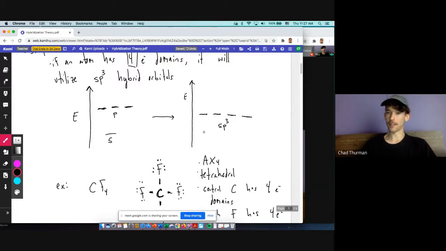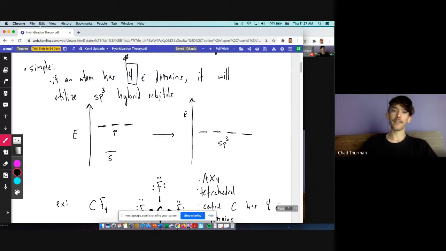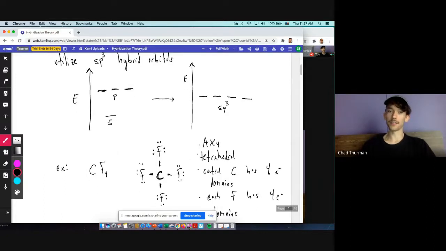How do we feel about that? So what I'm telling you is quite simple. If an atom has 4 electron domains, it's always going to be sp3 hybridized. And it's just that easy. Another way of thinking about it is, if it's tetrahedral, it's going to be sp3, right? So all of these things right here, I'm telling you, they're synonymous. They mean the same thing, okay?